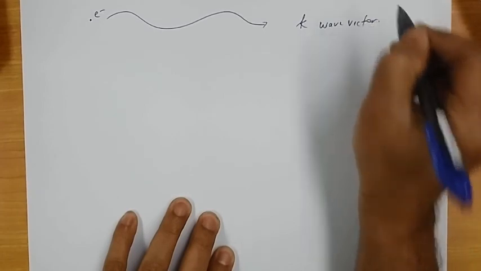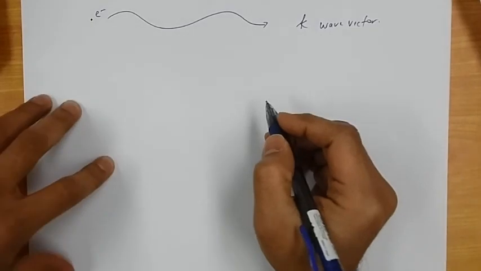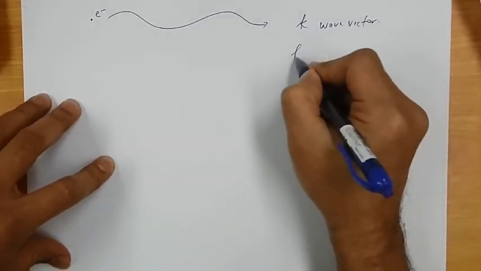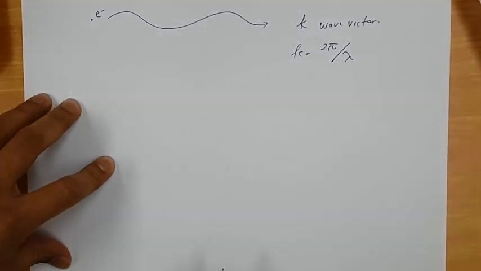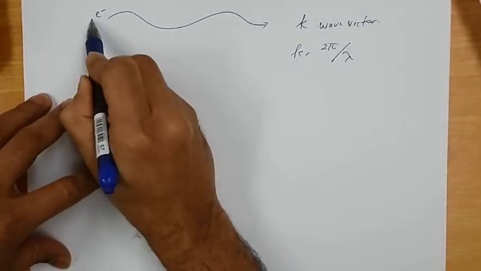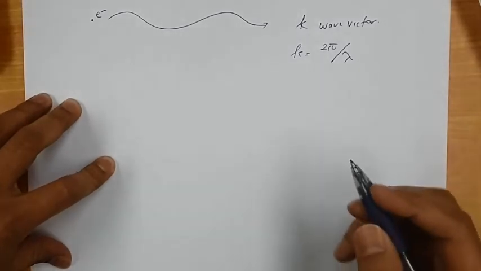A wave vector is a value that describes the direction of propagation of the wave. And the wave vector has a formula of 2π over λ. Because we will deal with the movement of electrons in our examples, we will use the mass of the electron to describe it.